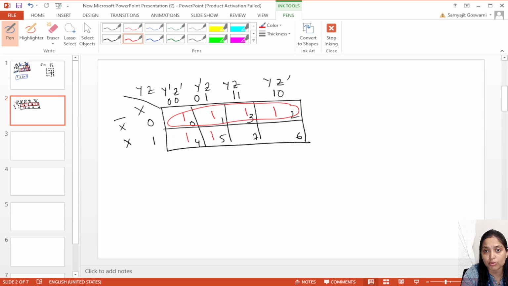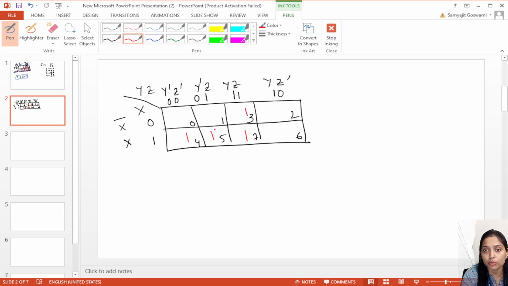If there is also a 1, you can form a quad in this way. If there is also a 1, you can form a pair or quad in this way. So in this way you can form different combinations. Now I have given another term in this question.